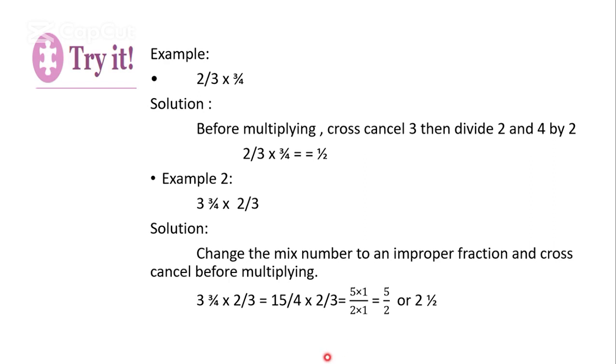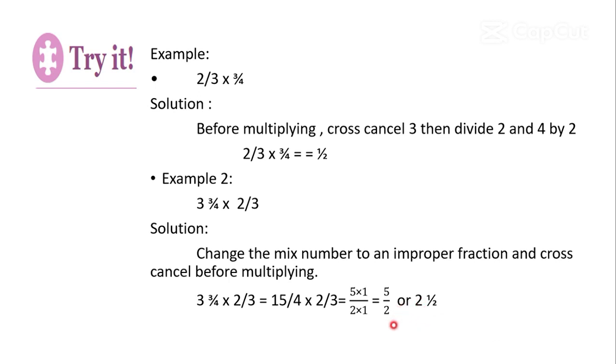Since I have an improper fraction as my answer, I need to change it to a mixed number to simplify. So, 5 divided by 2, I can get 2, and the remainder is equal to 1. That is why my numerator is 1. Then, I'll copy the denominator, which is 2. So, 5 halves is equal to 2 and 1 half.